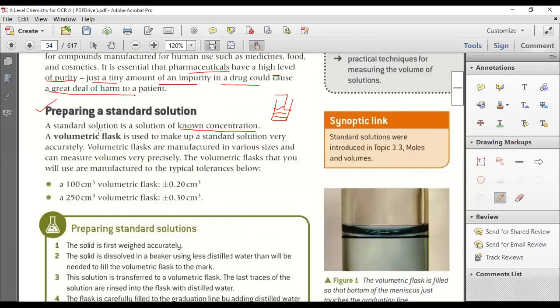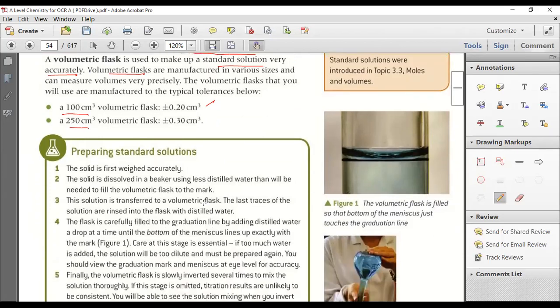Now see, a volumetric flask is used to make up a standard solution very accurately. Volumetric flasks are manufactured in various sizes and can measure volume very precisely. The volumetric flasks that you will use are manufactured to a typical tolerance. For sizes below 100 cm³, that is 100 ml or 250 ml, there can be a plus or minus of 0.2 to 0.3 cm³. There are also 500 ml, 1 liter, 2 liter, 3 liter flasks, depending upon your requirement. Okay, clear?